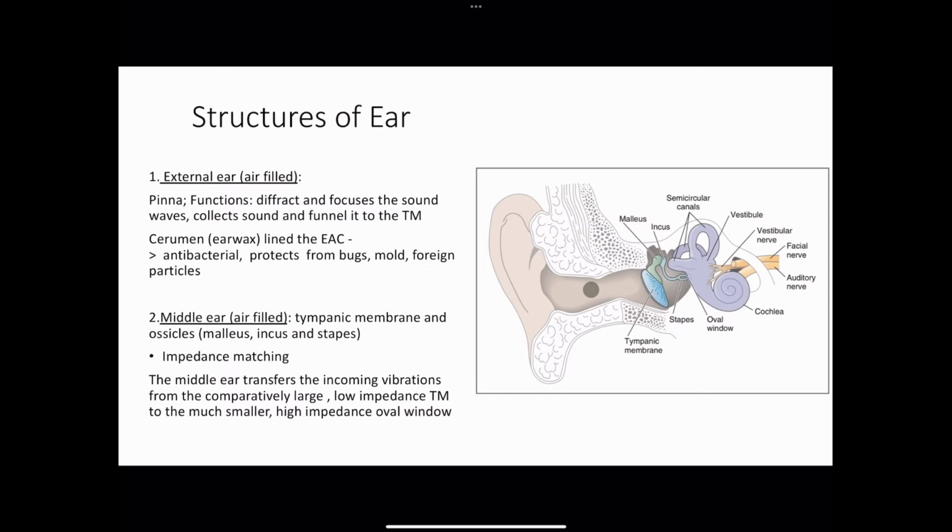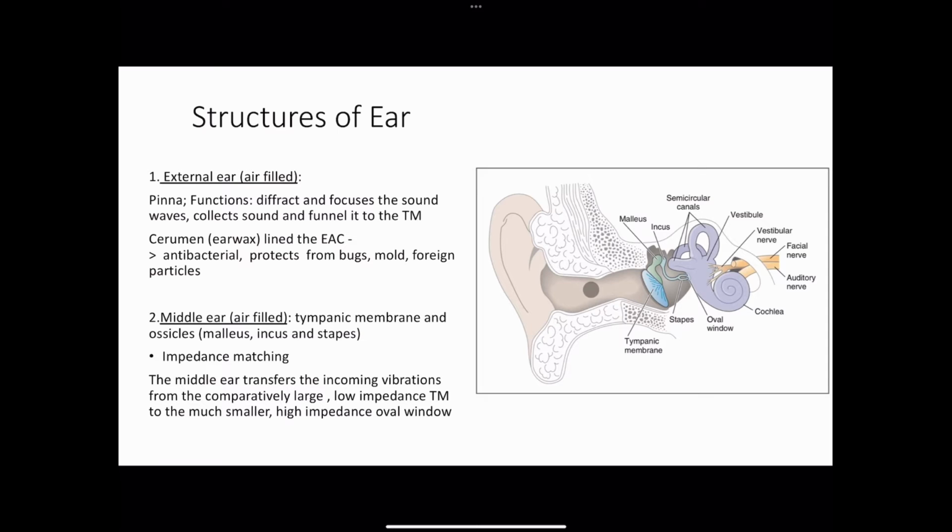Next, we will learn about the structures of the ear. The ear is divided into external, middle, and internal ear. The external ear is filled with air. It has the pinna, which functions to diffract and focus the sound waves, collects sound, and funnels it to the tympanic membrane. Cerumen lines the external auditory canal and has antibacterial properties, protecting from bugs, mold, and foreign particles.